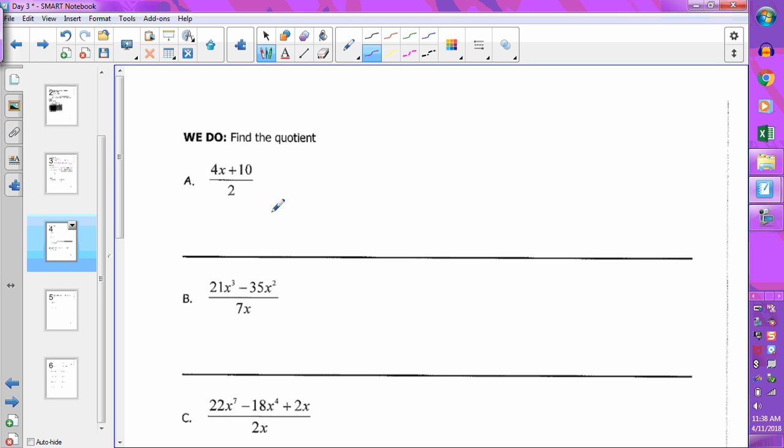So for this page right here, it's the same thing, because we have two terms here and it's divided by one number. Not quotient, I'm sorry, number. We're going to break it apart, so it's going to look like 4x divided by 2 plus 10 divided by 2. So let's break this down. How many times does 2 go into 4? 2 goes into 4 2 times.